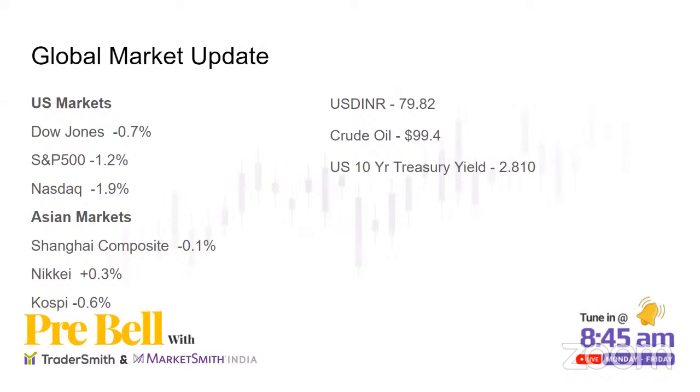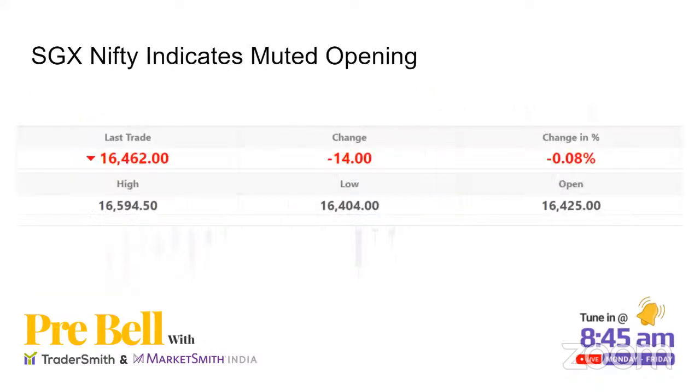USD INR was trading around 79.82. Crude oil was trading lower at $99.4. Yesterday it was around 101, 102. And US 10-year treasury is at 2.81. The 2-year is around 3.23, which is still an inversion between the 10-year and 2-year. Talking about the SGX Nifty, it's indicating a muted opening and a negative bias. With the US markets closing lower, we can expect some kind of pressure in today's market as well.